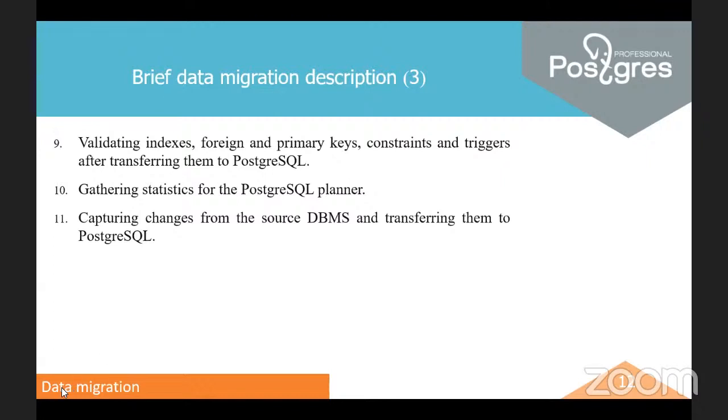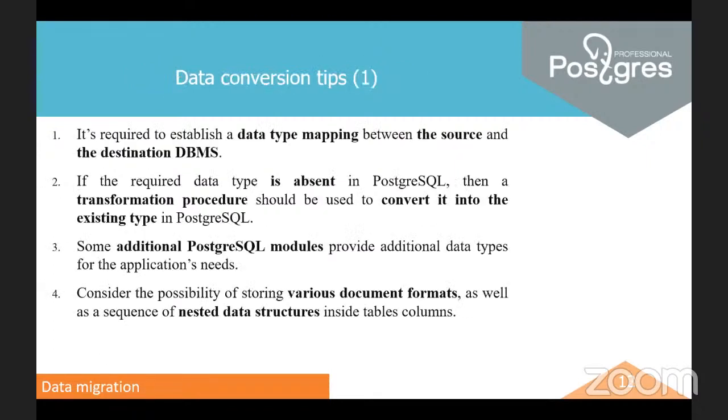So the data conversion tips are presented below. Most of them were discussed at the beginning of this talk. However, I would like to emphasize some of them. You should take into account the possibility of storing various document formats such as XML and JSON, as well as a sequence of nested data structures inside table columns. For example, JSON in the source database could be stored in the form of a blob column with a special check that its content should be a valid JSON object. It's recommended to store it in JSONB columns in the destination database management system.